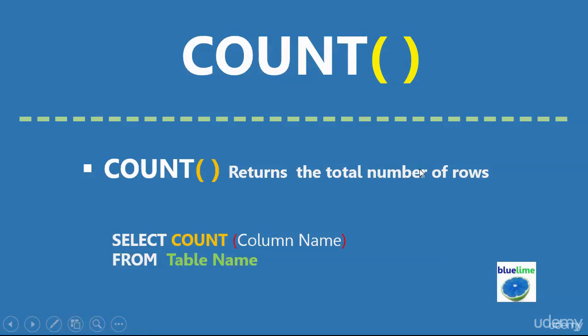Quick summary: the count aggregate function is used to return the total number of rows in a specified criteria. And the syntax, you do select the keyword count, then the parentheses, you specify the column name, or if you want to perform the count on all the columns, you put an asterisk in the parentheses. The from is where you specify the table name.